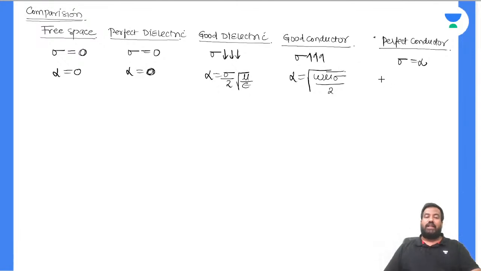That means when an EM wave is propagating through an iron log, it attenuates more when compared to an EM wave propagating through a wood log. So that's the understanding you should have. And here sigma is infinity, alpha is also infinity. In perfect conductor, you will have infinite attenuation. Therefore, wave cannot exist in perfect conductor.